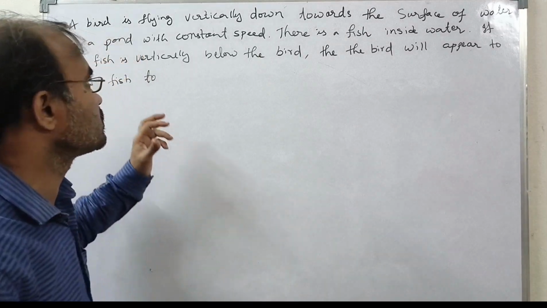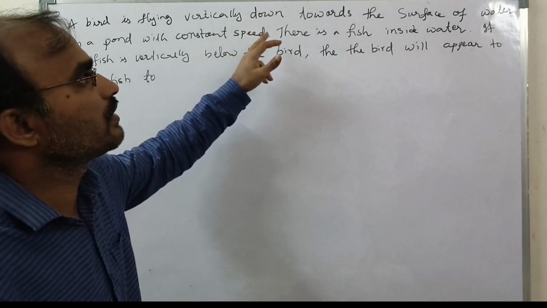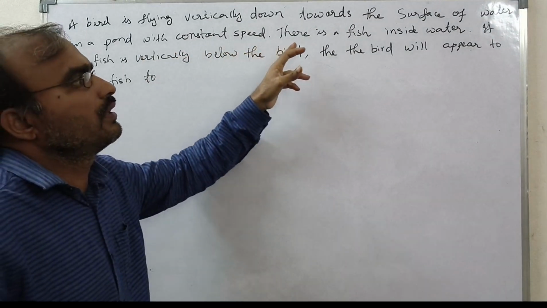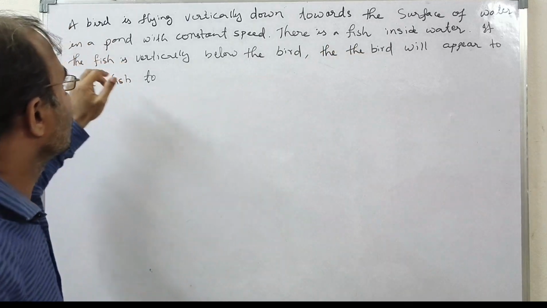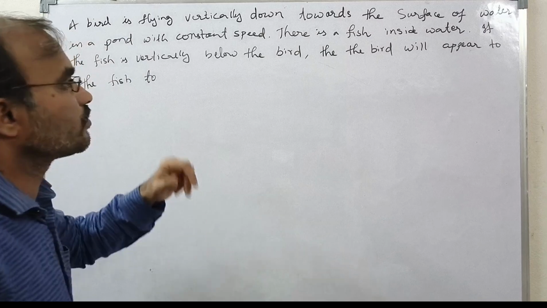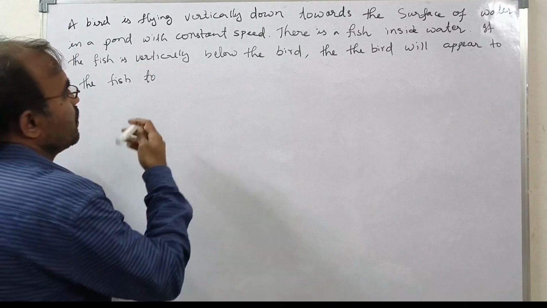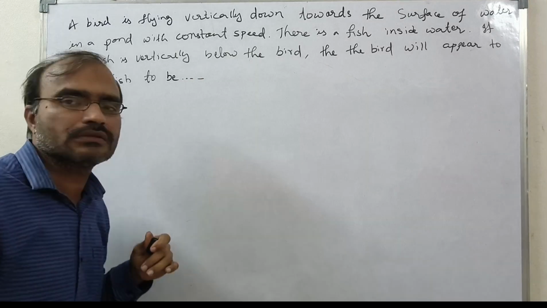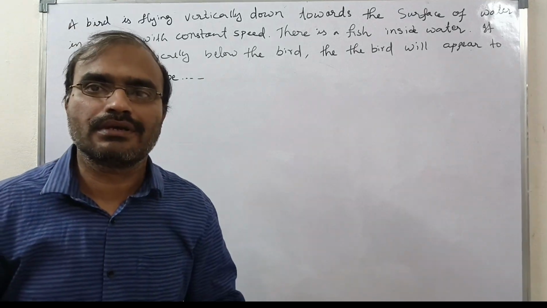And the problem says a bird is flying vertically down toward the surface of water in a pond with constant speed, and there is a fish inside water. If the fish is vertically below the bird, the bird will appear to the fish to be dash dash dash dash. So now I have read the question.